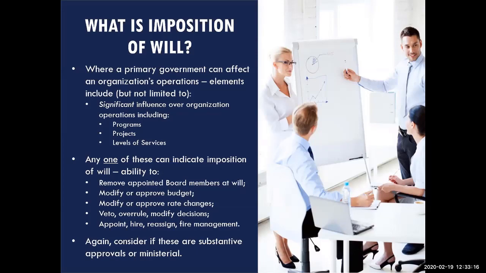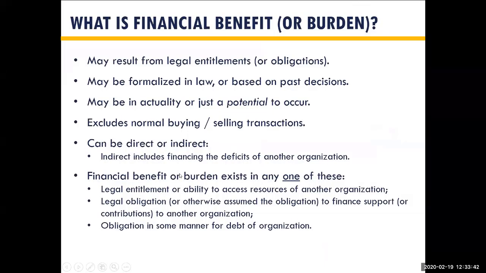Is it the primary government or is it the organization that we are analyzing? If you look at the bottom set of bullets there, any one of these elements can indicate some form of imposition of will. And if you have some form of imposition of will, then you have to go on to the next step in a component unit relationship analysis, and that is: is there some form of financial benefit or burden?